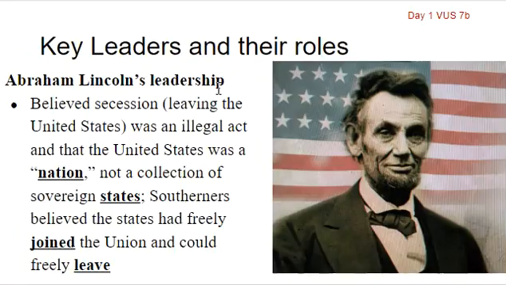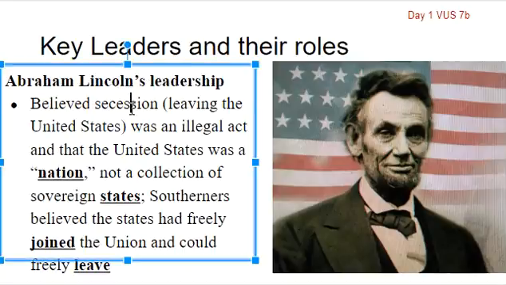Next, we're going to talk about the important leaders of the Civil War. First one is Abraham Lincoln. As we talked about before, he was the Republican president. He won election in 1860. And he believed secession, which means leaving the United States, was an illegal act, and the United States was a nation, not a collection of sovereign states. However, Southerners believed that states had freely joined the Union and can freely leave. So Lincoln said when the Southern states left, no, you are not allowed to leave. You're part of the United States. We're part of a nation. You don't have the choice to leave.